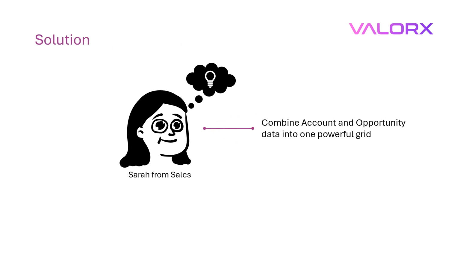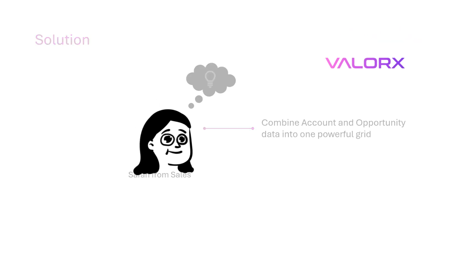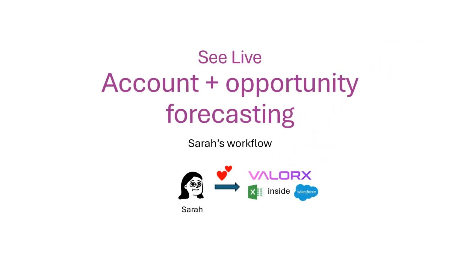So the ideal solution Sarah thought of is, what if she can combine the account as the parent object, so for each account she can get clarity on how many opportunities there are, in a simple, powerful grid or spreadsheet-like experience right in Salesforce? That's what today's video is about, where you will see live how you can combine both account and opportunity and do your forecasting using the Valorx Wave Embedded product, which is nothing but a spreadsheet inside Salesforce.